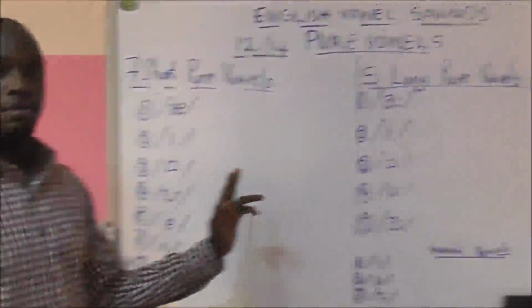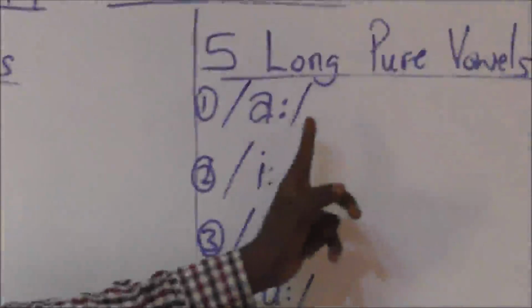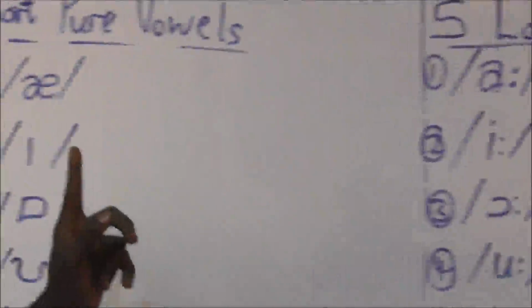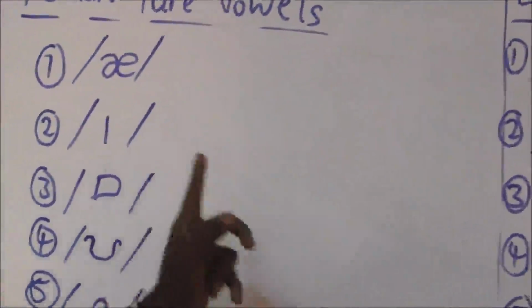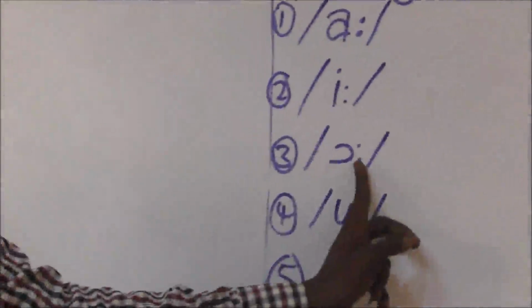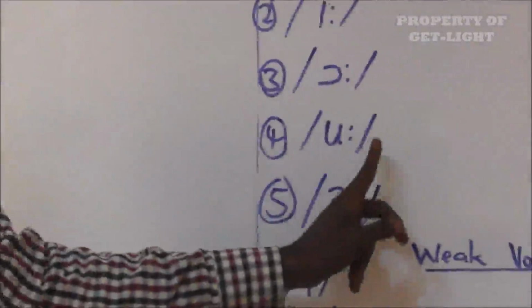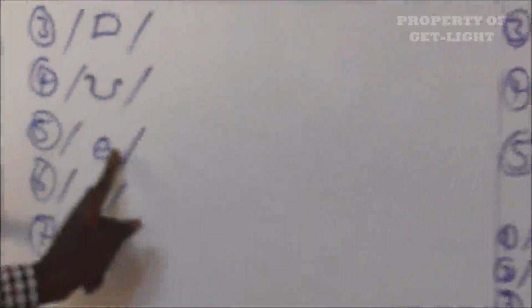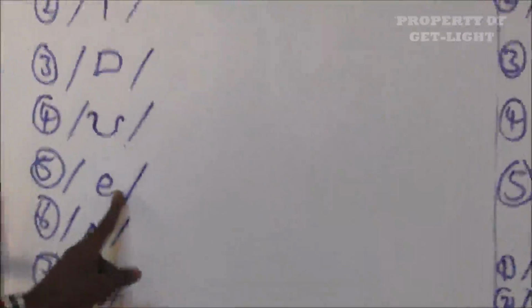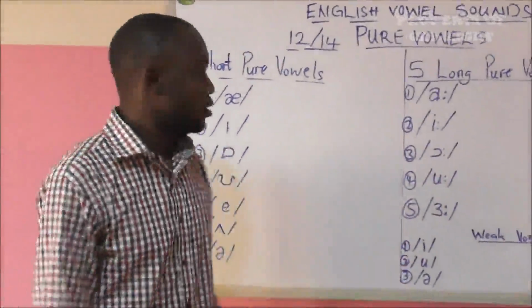Take a good look at the symbols. This is the short form. This is the long form. This, the short form, and this, the long form. This, the short form, and this, the long form. This is the short form, but it does not have a long form. It does not have a long version.